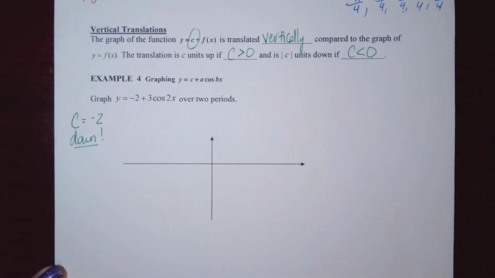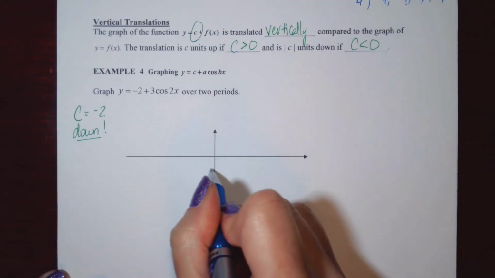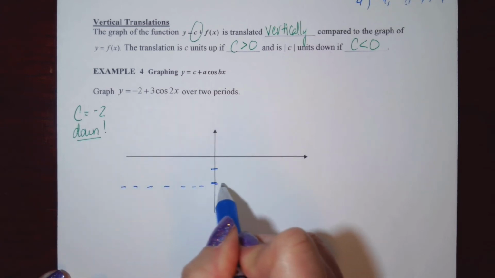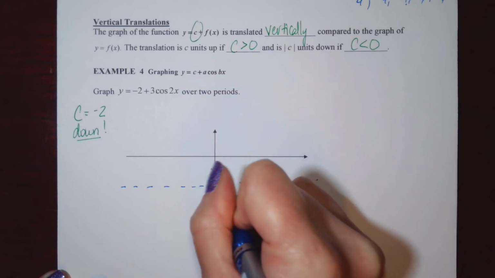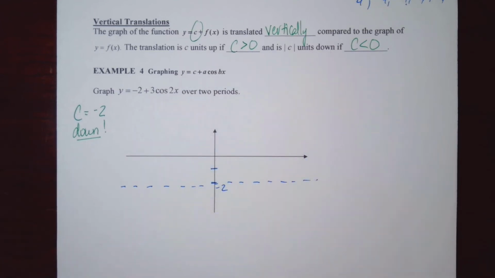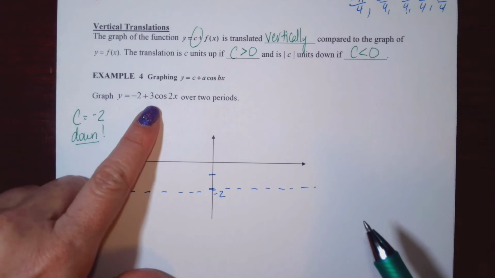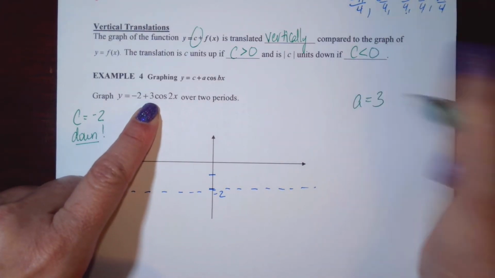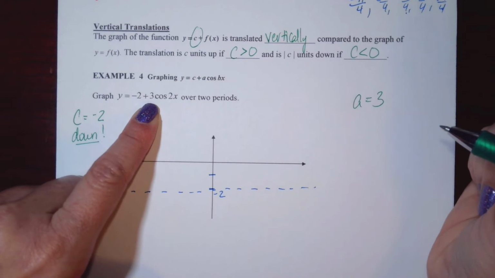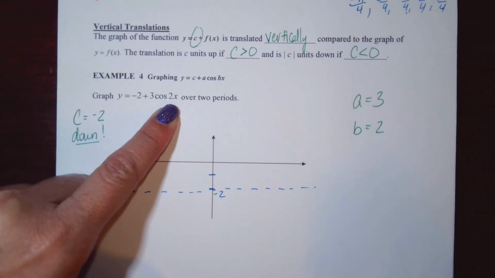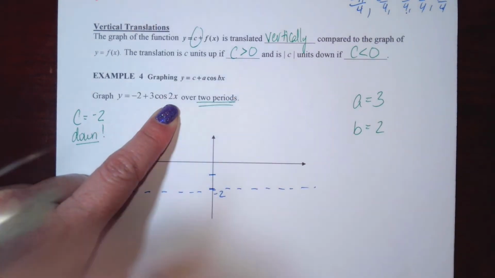So the very, very first thing I'm going to do is mark that center. Oh, look at that. Center is not on my x-axis. Center is right here at -2, because if I don't do that, I mess up my graph. I forget to adjust for that vertical shift. What else do we have going on in this graph? Well, we've got a value for A that's not 1. We've got A is 3. So that's an amplitude change. We've got a value for B that is 2. So that's a period change. And we're told we're going to graph this over 2 cycles.